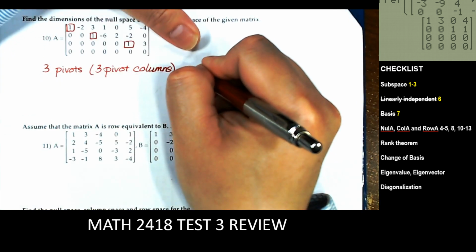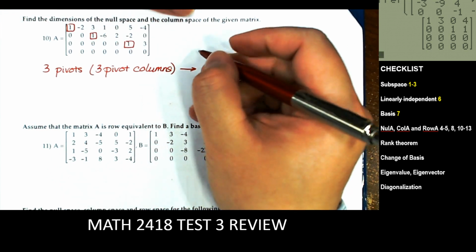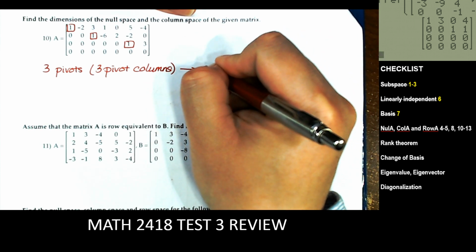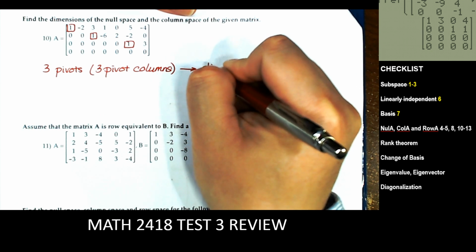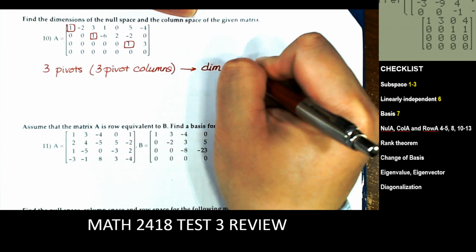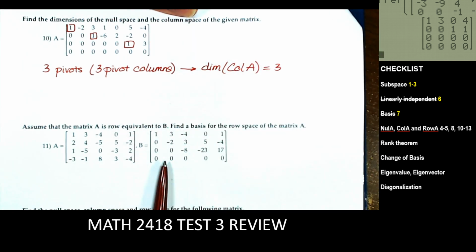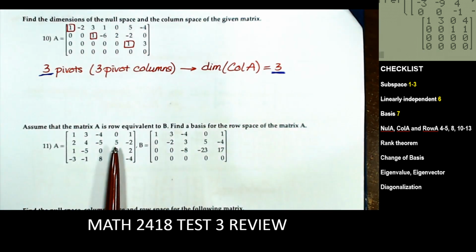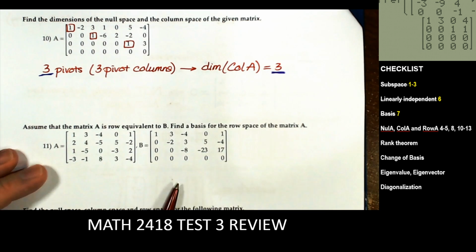So that will give us the dimension of the column space. That will be the rank, by the way. So we say the dimension of the column space of the matrix A equals 3, which is the number of pivot entries. Which is the rank, by the way.